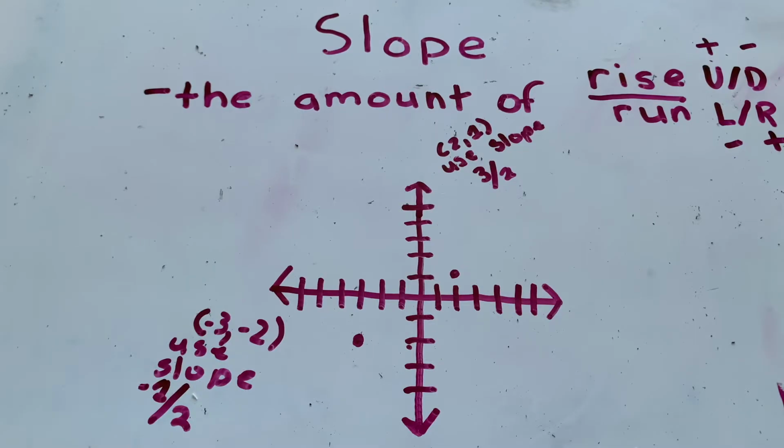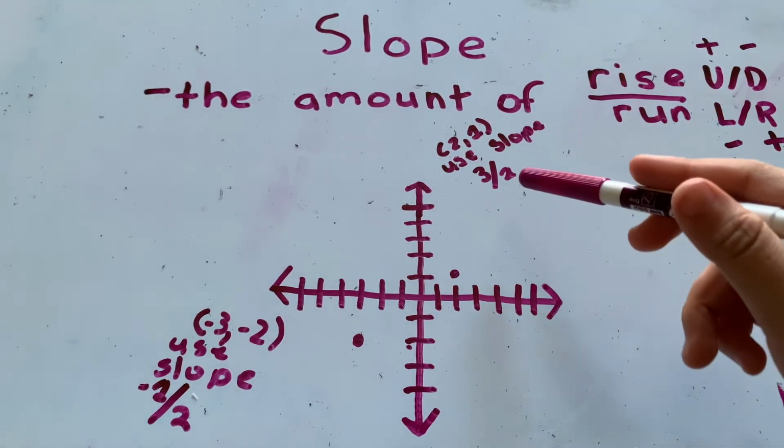The slope is the amount of rise over run between 2 points for linear equations. This is modeled with rise over run, where up is a positive rise and down is a negative rise. And run, when it has a negative, is left, and a positive is right.